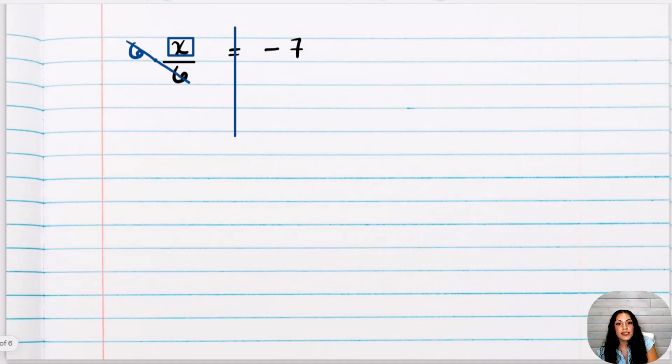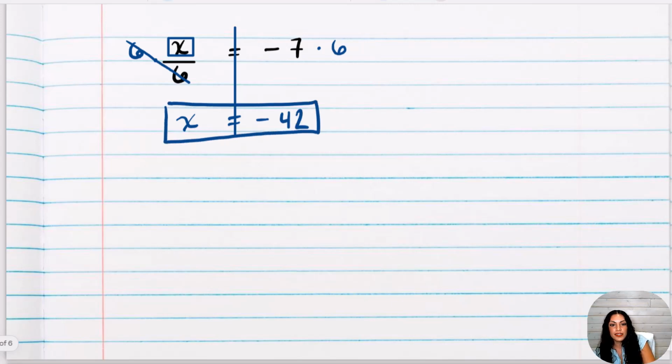Whatever we do on one side, we are going to do on the other side. So we are going to multiply by 6 over here. And we end up with that x equals negative, because a negative times a positive is a negative, and 7 times 6 is 42. So we get x equals -42. Let's try another one.